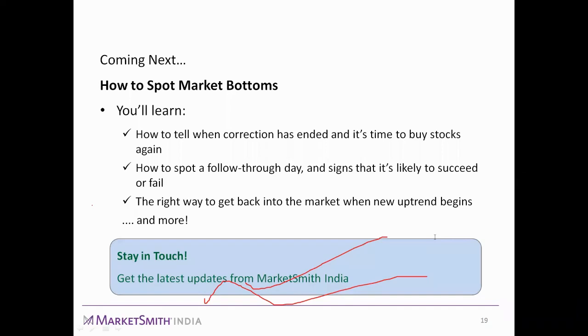You will be able to identify the 50 DMA and 200-day moving average in our app. That red line which is there is the 50-day moving average, and below that there is a line which is the 200-day moving average.